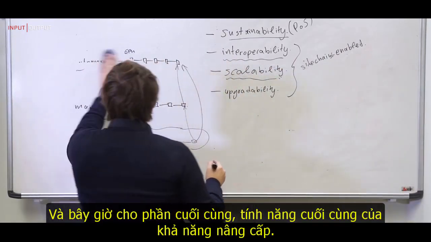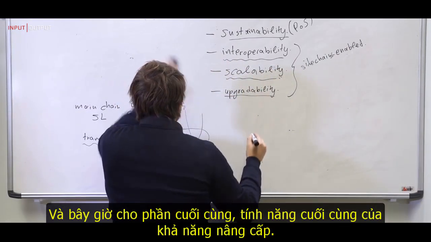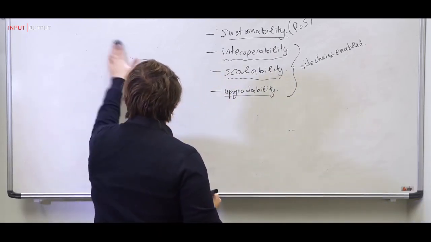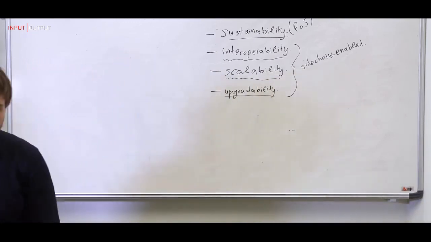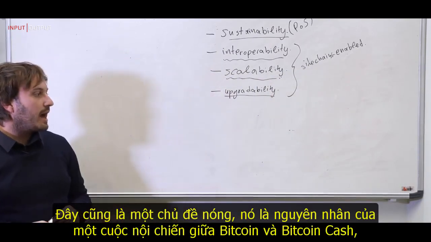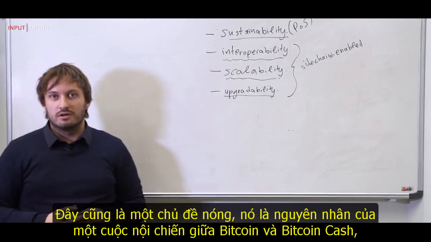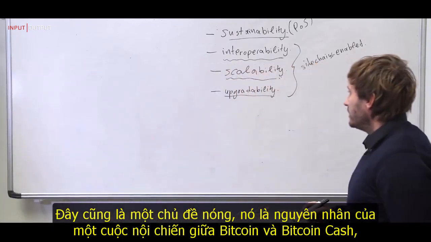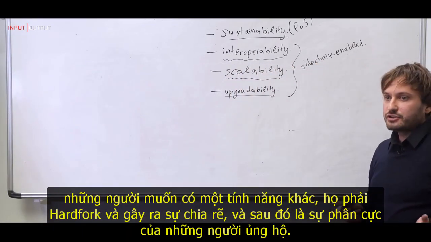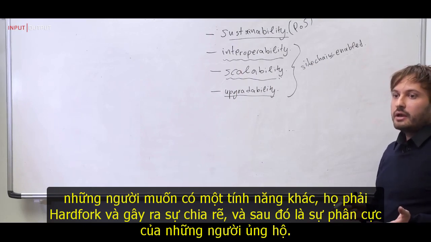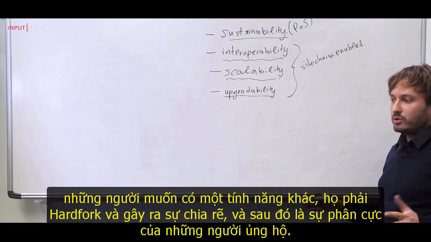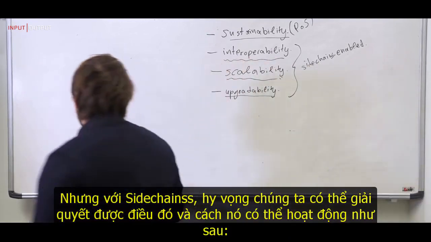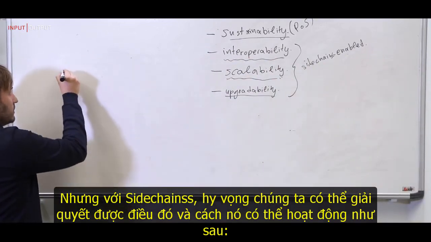And now for the last part, the last feature: upgradability. This is also a hot topic. It has been the cause of a civil war within Bitcoin, and with Bitcoin and Bitcoin Cash, people that want a different feature really have to hard fork the chain and cause a split and a polarization of the supporters. But with sidechains, hopefully we can solve that. And the way that it could work is as follows.